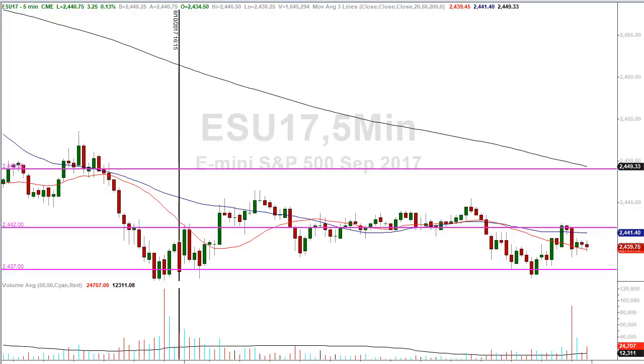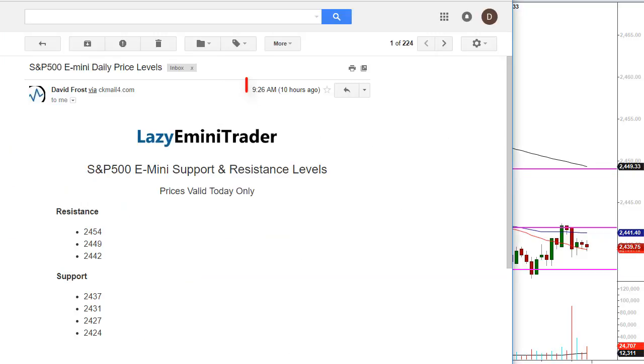Remember, these are price levels that my traders get right before the opening bell. Here's the email that gets sent to them. This one arrived at 9:26 a.m. and you can see right here the 2442 level, the 2449 and the 2437, and then there were some other levels that the market did not reach today. But these are sent right before the opening bell. They are institutional support and resistance areas.